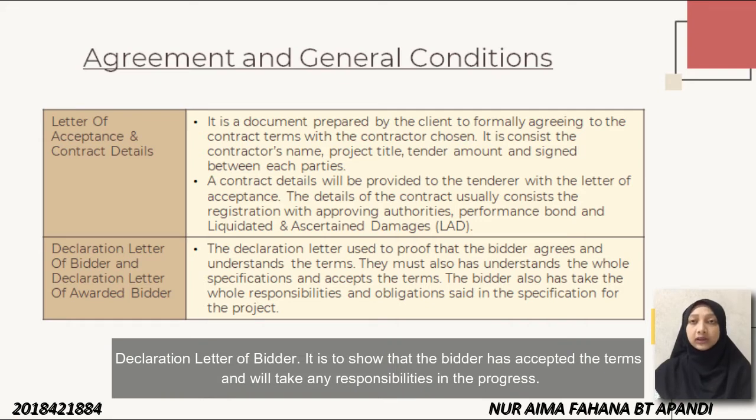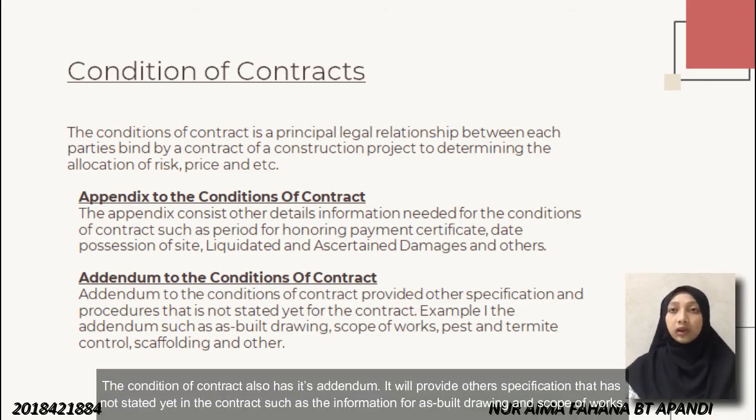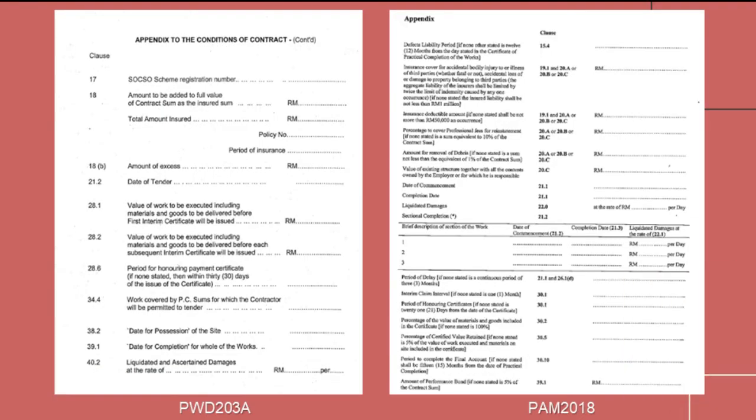Declaration letter of bidder. It is to show that the bidder has accepted the terms and will take any responsibilities in the project. The condition of contract consists of its appendix. It is to show the detailed information for the COC, such as the period for honoring payment certificate and date of possession of site. Condition of contract also has its addendum. It will provide other specifications that have not been stated yet in the contract, such as the information for as-built drawing and scope of work.